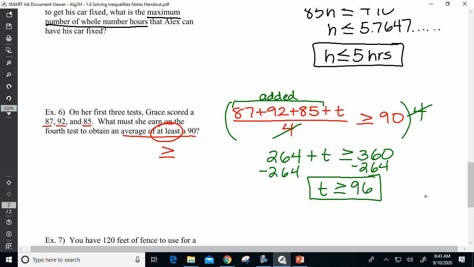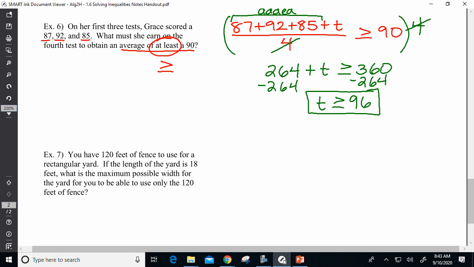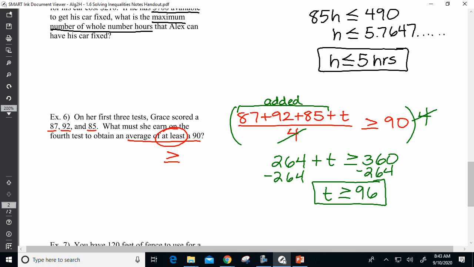All right, then example 7, I'll work it out when I post this to Google Classroom, but we'll discuss that one tomorrow to finish off this notes page.